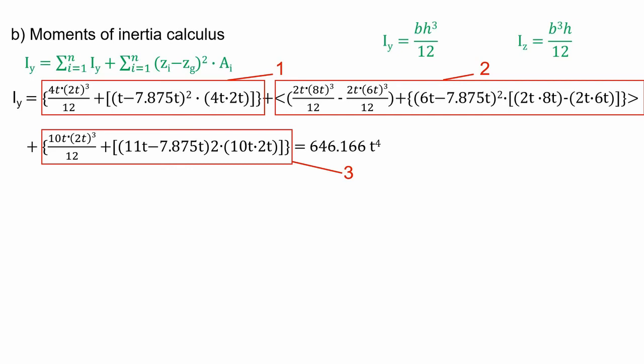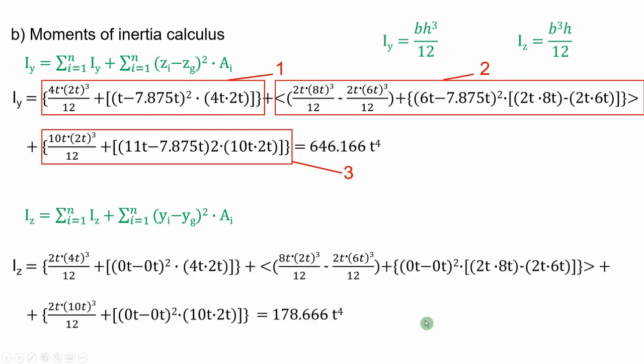Now to calculate the moment of inertia relative to z-axis, we'll use this formula, where again b is the base of the rectangle and h is the height of the rectangle. Because this entire surface has an axis of symmetry, this component will be 0. We introduce the known parameters and the calculus of moments of inertia is done.